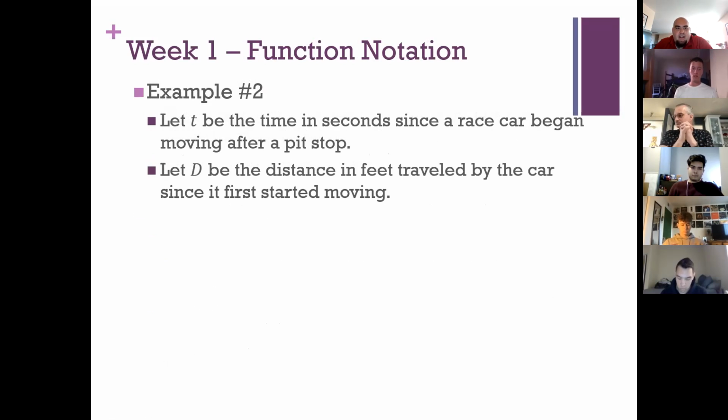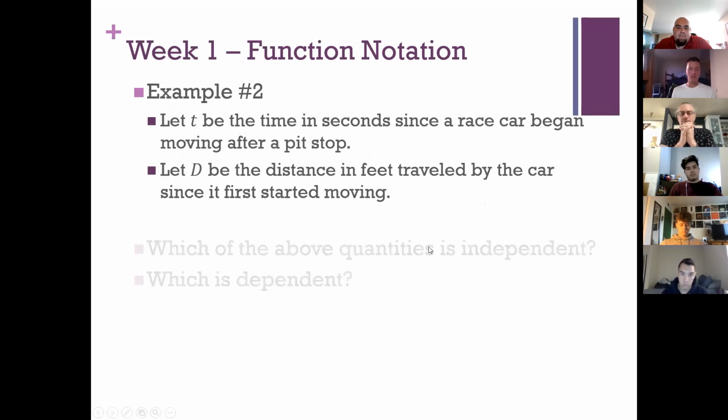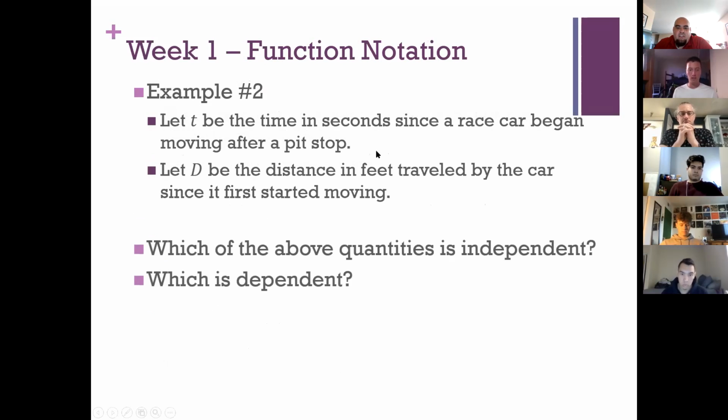All right, so now I'm giving you a different context here. I want T to be the time in seconds since a race car began moving after a pit stop. And I want capital D to be the distance in feet traveled by the car since it first started moving. Which of the above quantities is independent and which one is dependent?